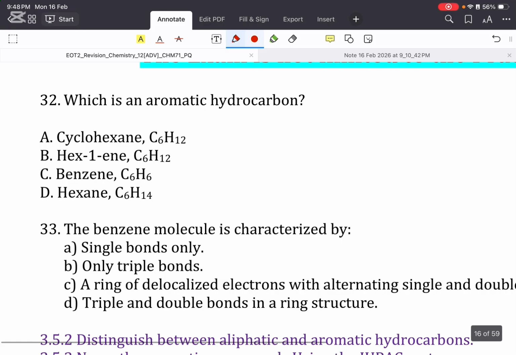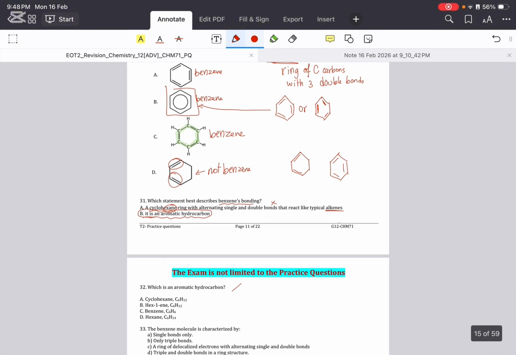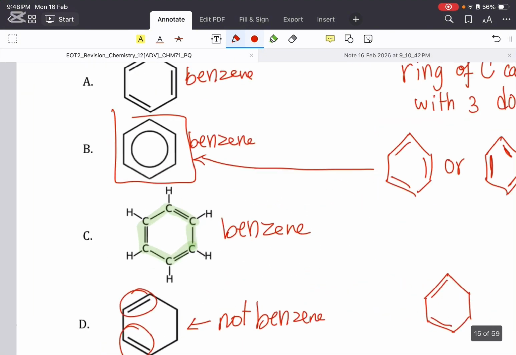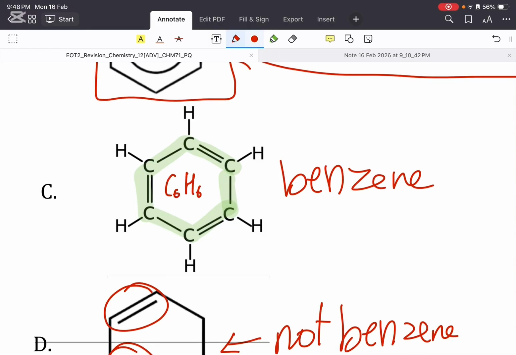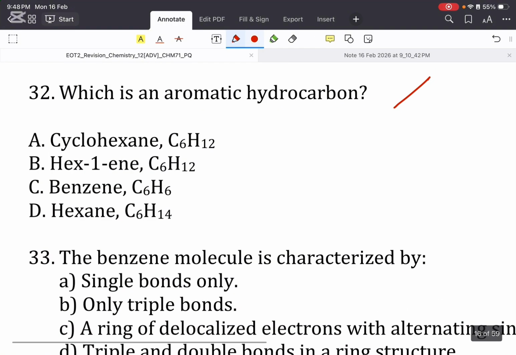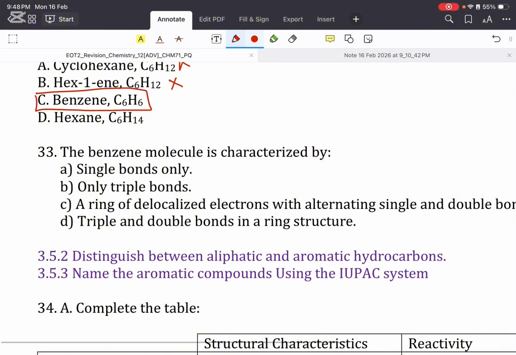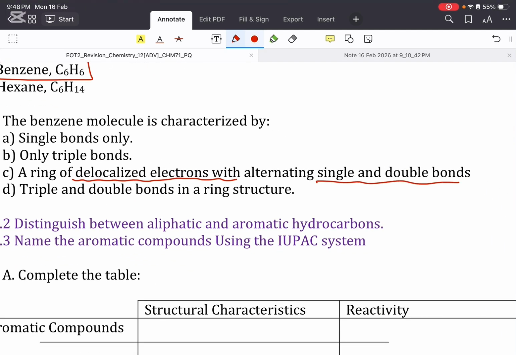Which of the following is an aromatic hydrocarbon? Again, if I have an aromatic hydrocarbon, it must have the benzene ring, which is represented here by C6H6. That is the benzene ring. So here, it's not a cyclohexane. It's not a hex-1-ene. It's a benzene of C6H6. The benzene molecule is characterized by a ring of delocalized electrons with alternating single and double bonds.